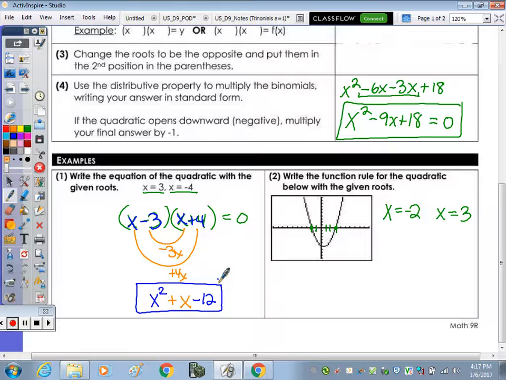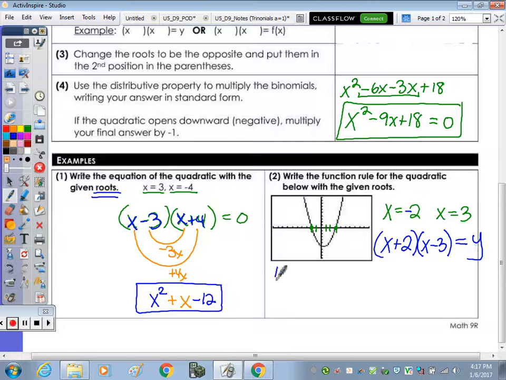We'll do the same thing over here. So if the root is x equals negative 2, the factor is going to be the opposite and be positive. If this is x equals positive 3, the factor is going to be x minus 3. When we actually pull it from the graph, and we're not told it has roots, the picture is actually set equal to y.